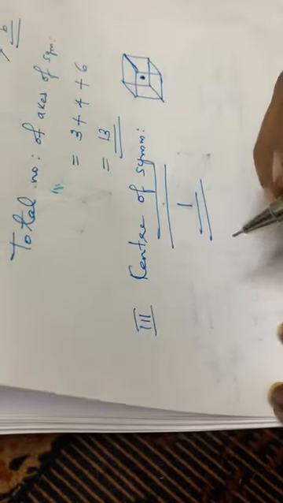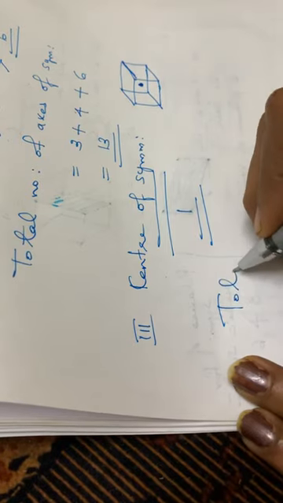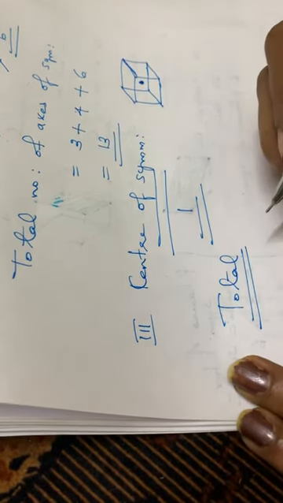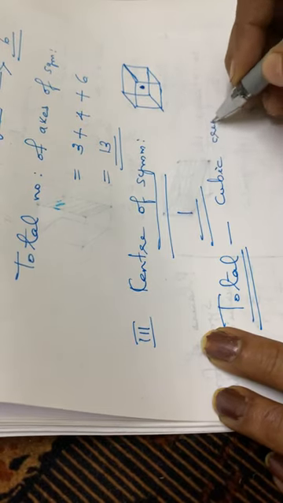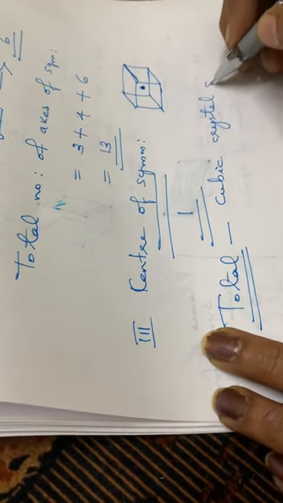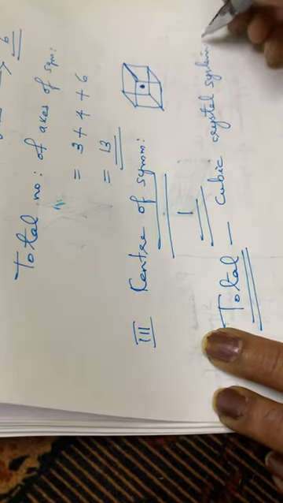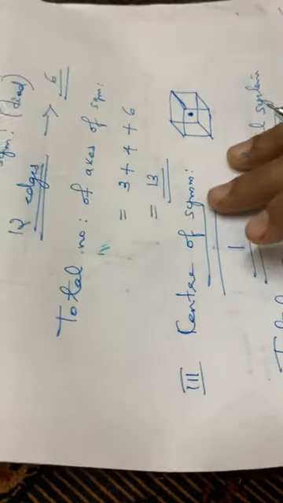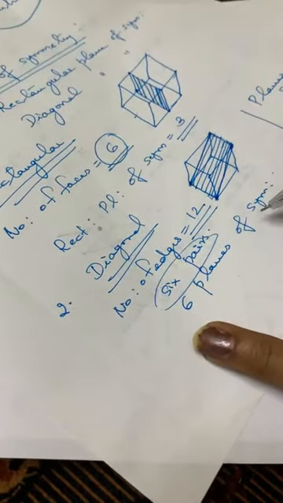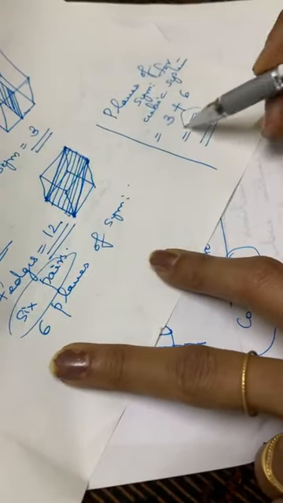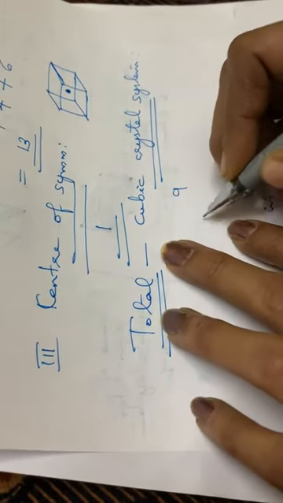So in total, we can write the elements of symmetry for a cubic crystal system. How many planes of symmetry are there? It will have 3 rectangular planes of symmetry and 6 diagonal planes of symmetry. That means the total planes of symmetry will be equal to 9, isn't it? So 9 planes of symmetry.